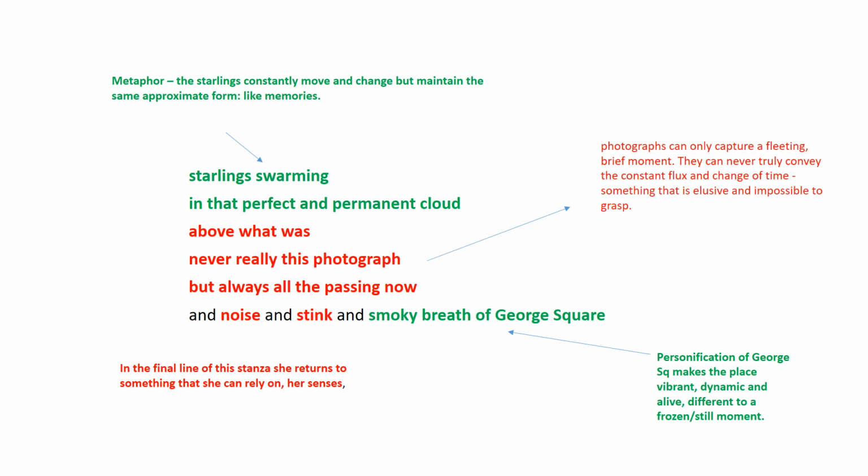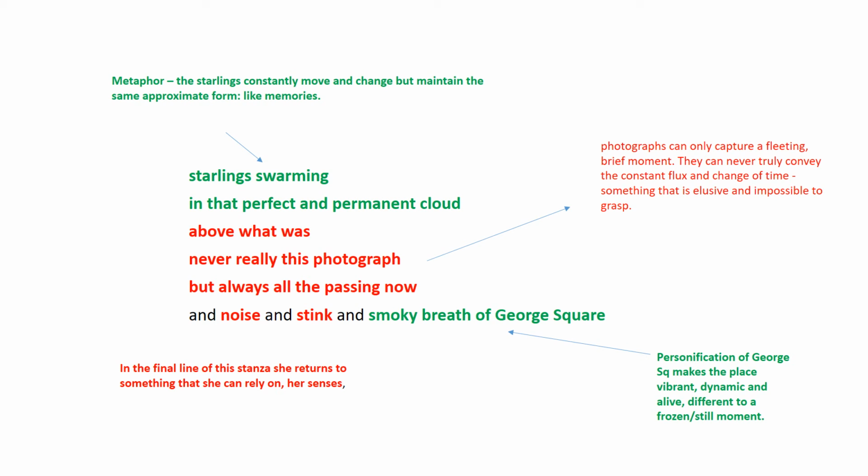We start with the metaphor of the starlings swarming. They're constantly moving and changing but maintaining the same approximate form. That's kind of like memories. If you think about at different times in your life, you'll look back on memories and photographs and you'll feel differently about them as you get older, and that's what she's suggesting here. We have this idea that it was never really this photograph but always all the passing now. Photographs can only capture a fleeting and brief moment. They can never truly convey the constant flux and change of time. This is quite a difficult idea, and it shows us that time in itself is impossible to grasp and to bottle as such.